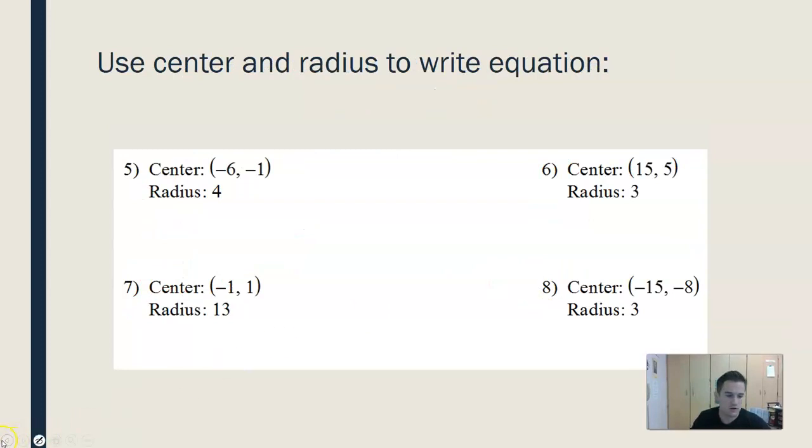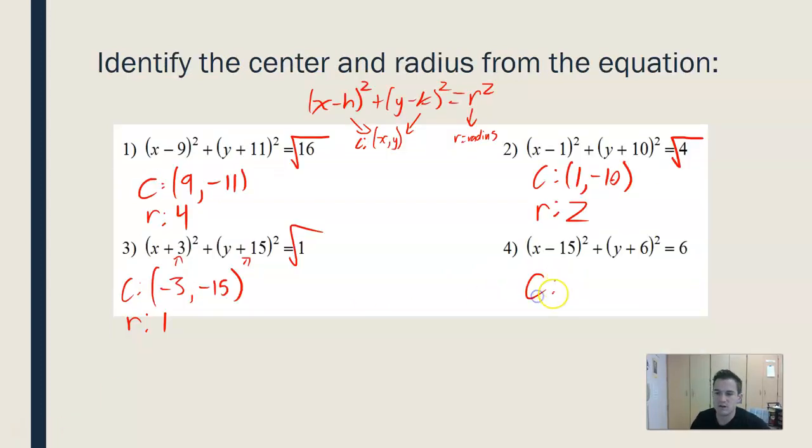Okay, one more here. I'm trying to find the center and the radius. The center of this circle is going to be the opposite of this number and the opposite of this number. So at the coordinate 15, negative 6. And then the radius is going to be the square root of this number. The square root of 6 is like 2.45. So the radius of that circle is almost 2.5 units. So that's how I identify the center and the radius of a circle given this equation of a circle in standard form.